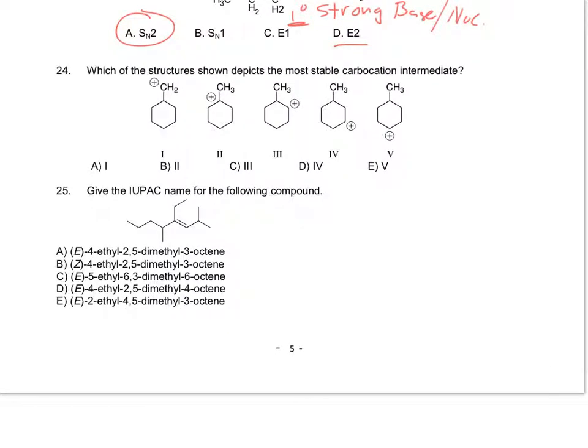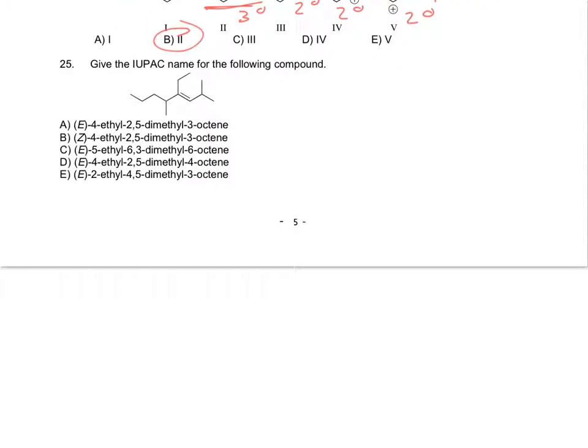Which of these structures depicts the most stable carbocation intermediate? Now remember that primary are not as stable as secondary, are not as stable as tertiary. So really we're going to look for a tertiary cation, and that's right here. So number 2 is most stable. It has the tertiary cation. The rest of these are primary, secondary, secondary, secondary. Number 2 is tertiary. So we're looking for the most stable cation. It's tertiary.